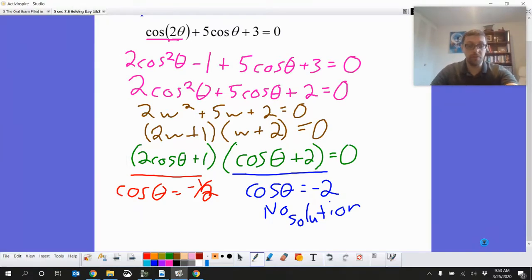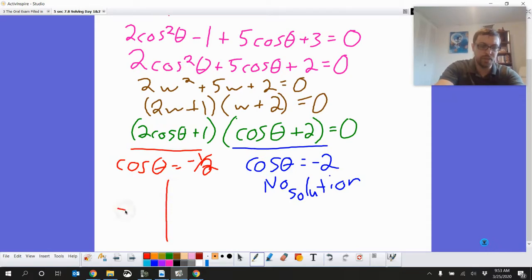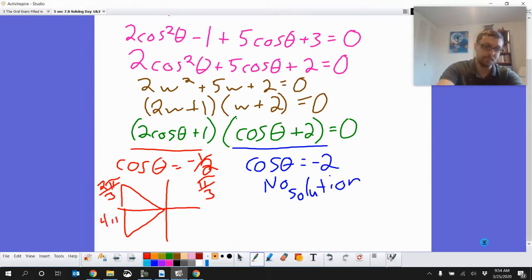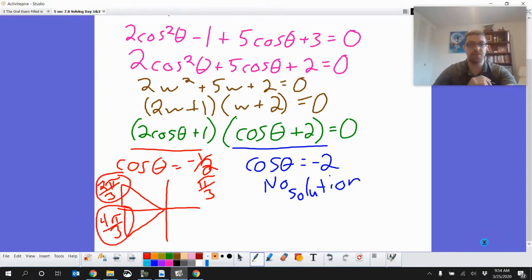All right. Now the other one we can do easy peasy. I need the two quadrants where cosine is negative, so that's going to be over here and over here. I need a reference angle. My reference angle, cosine counts down, pi over 3. So the pi over 3 in quadrant 2 is 2 pi over 3. And the pi over 3 in quadrant 3 is 4 pi over 3. So I only get these two answers. And then we're done. That's it.